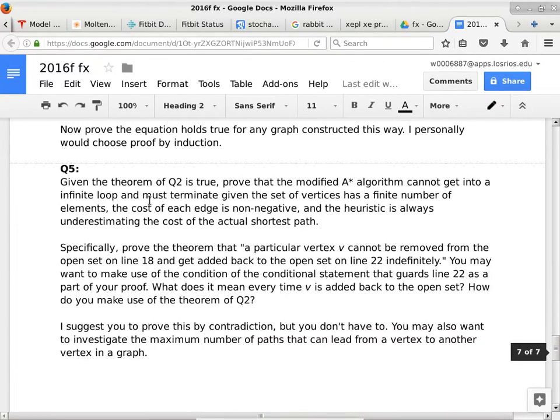And then question number 5 is, given the theorem of question 2 is true, prove that the modified A-star algorithm cannot get into an infinite loop and must terminate, given the set of vertices has a finite number of elements and the cost of each edge is non-negative. So once again, we are using proof by induction and proof by contradiction. Those things keep coming back, because those are important concepts when we want to prove that your algorithm is working correctly.